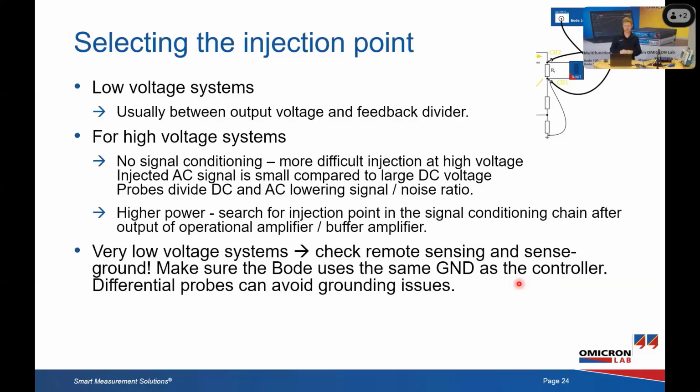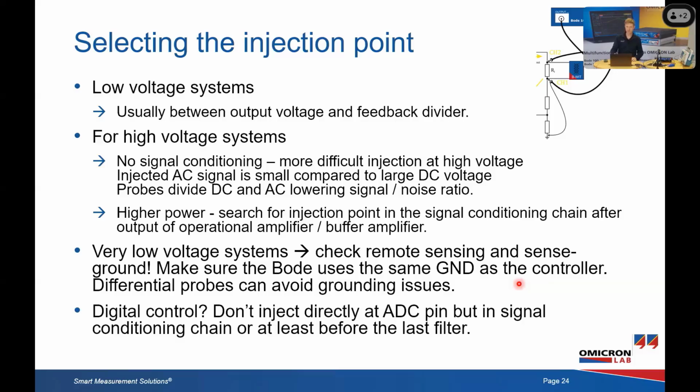On very low voltage systems, please check that there could be remote sensing that happens, and often even a differential sensing to get rid of the loss on the ground. And then you also need to use the same reference as the controller is using, and you might need to use differential probes to avoid grounding issues. And if you have digital control, then just don't inject directly at the ADC pin. The ADC pin can be very sensitive also to common mode noise. And if you connect the entire probe assembly to that ADC pin, then you could have issues from noise that is coupling in.